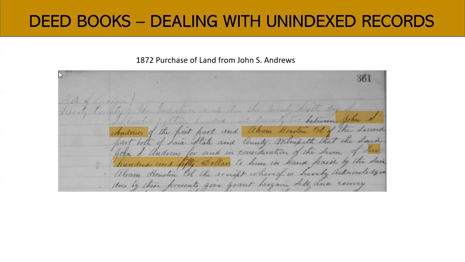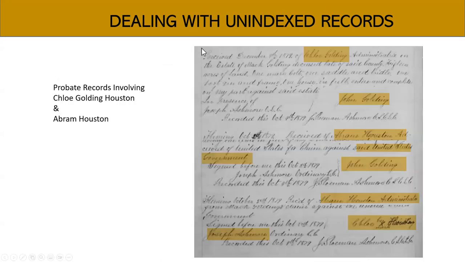So that means it may or may not be significant that Mr. Houston bought his land from Andrews, since it was being sold to a lot of different people. Also in the unindexed records, the ones you can't search digitally, I found a very useful piece of information. Abram Houston had married Mrs. Chloe Golding in 1879, which of course meant that she had been previously married. The records showed that she was the widow of Mac Golding and that they had had a son named John Golding.